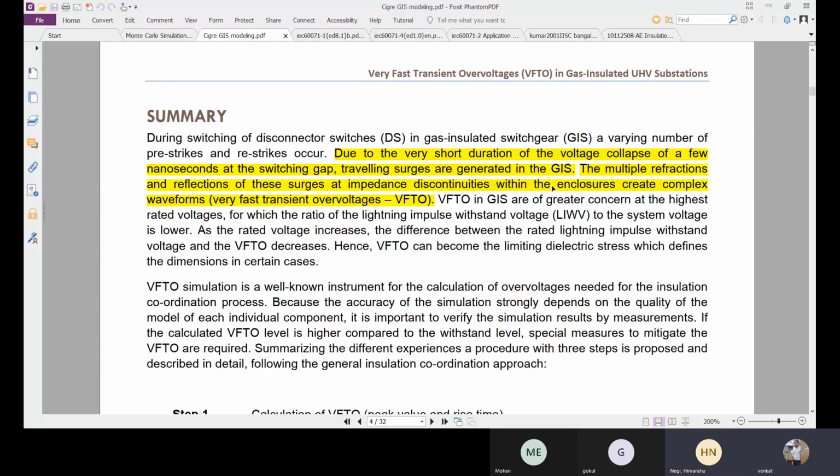At that time, we have to ensure that due to the disconnector action, it doesn't go beyond that limit, which we call the lightning impulse withstand voltage. That is what we have to ensure by performing this very fast front overvoltage study. I hope you got the basic idea for that.